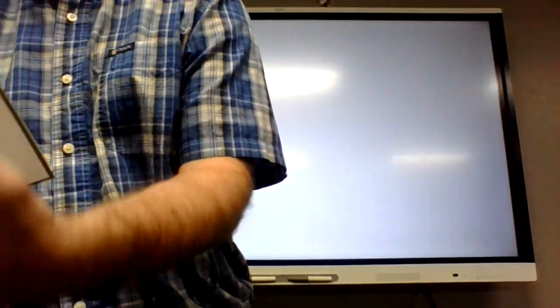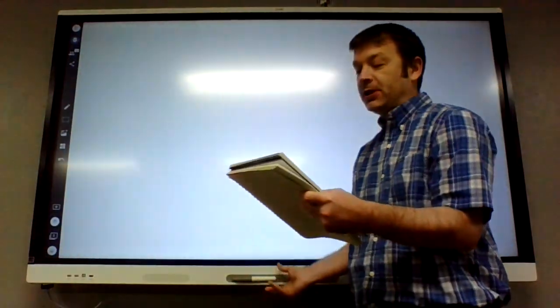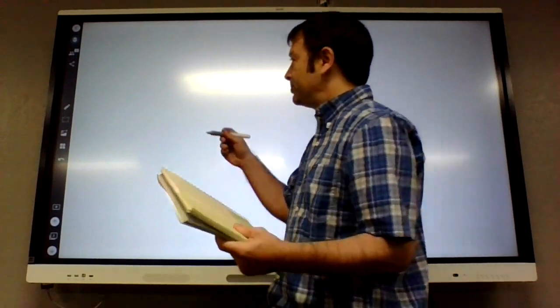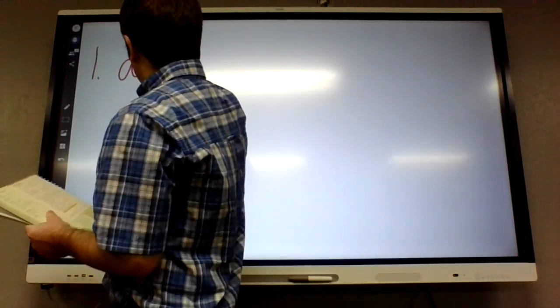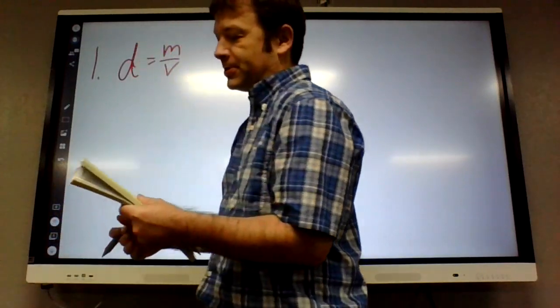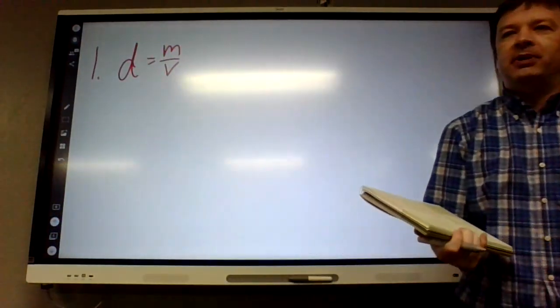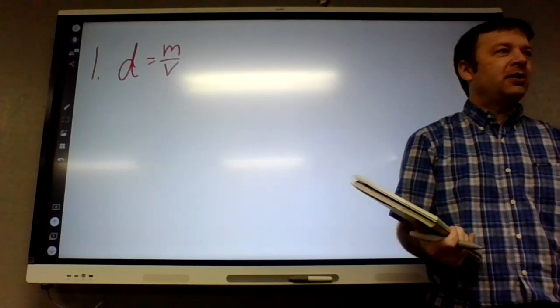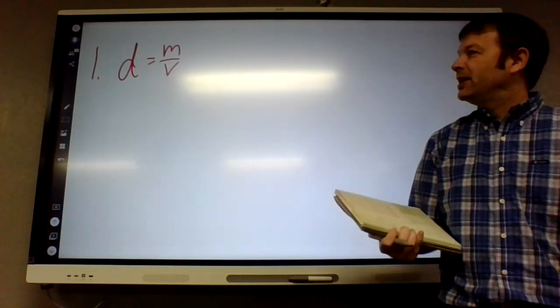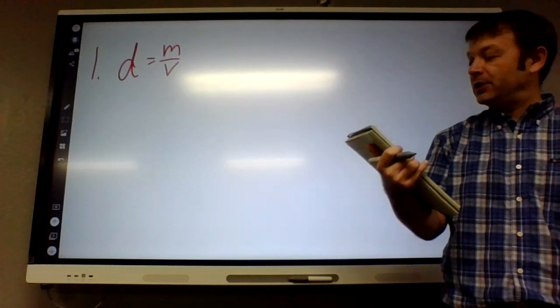Number one, solve for the indicated variable. So D equals M over V, and we're supposed to solve for M. Maybe we should go around. Does anybody want to volunteer to start? Olivia wants to. Paxton, how do we solve this for M?